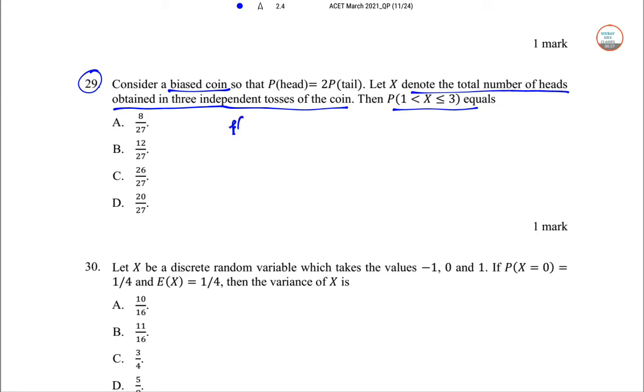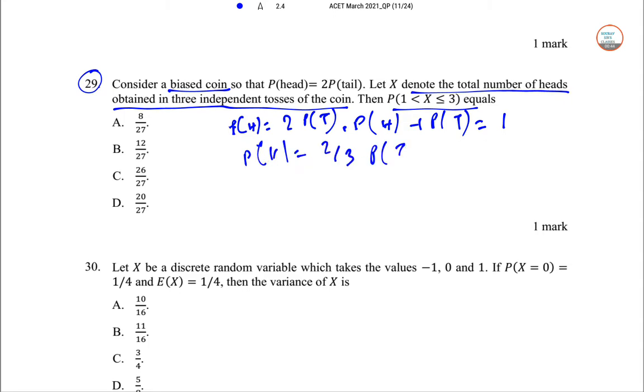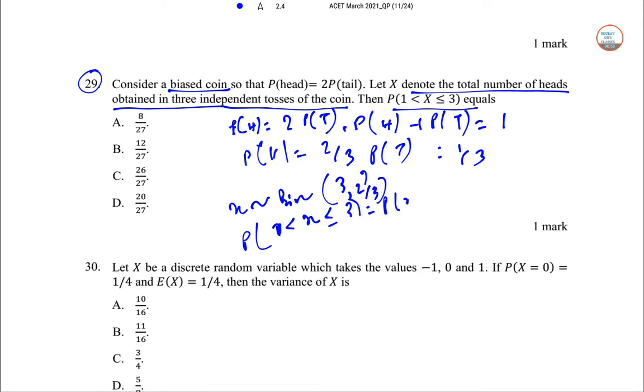So probability of head is 2 into probability of tail. So that is P(T) into (2 plus 1), which is 1. So this implies P(H) is 2/3, P(T) is 1/3. So x follows a binomial distribution with these two parameters. So probability of 1 less than x less than or equal to 3 is P(x = 2) plus P(x = 3).